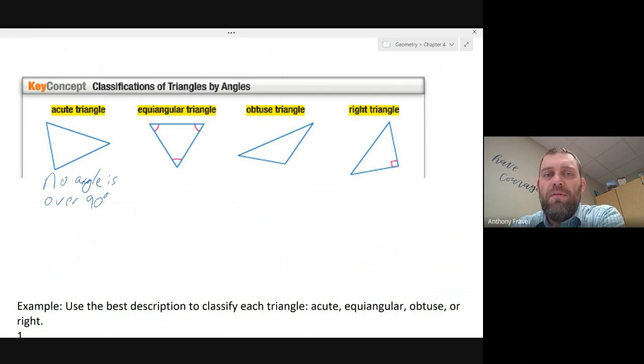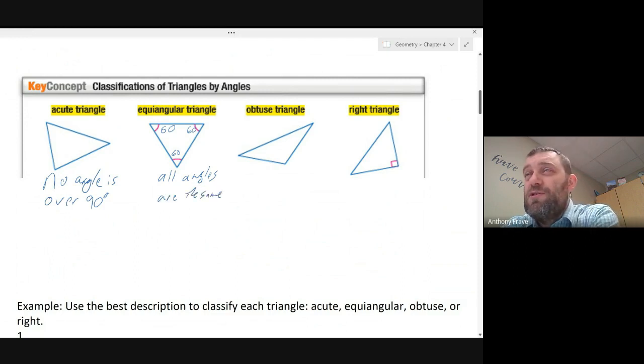Equiangular triangle. This one means that every single angle is going to be the exact same. And in a triangle, that means every single angle is going to be 60 degrees. So all angles are the same. Because triangles add up to 180, and we're going to talk about that some more, that means they have to all be 60 degrees. No matter what, that's the rule.